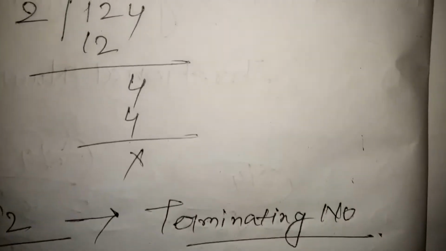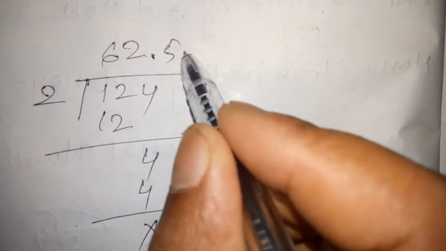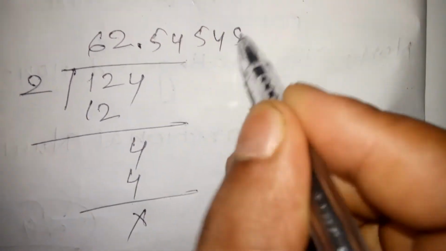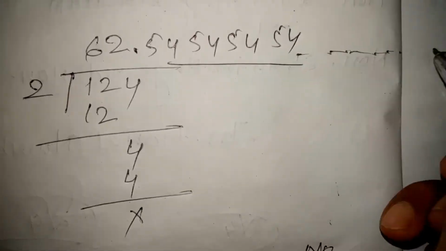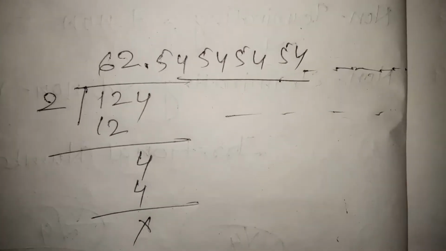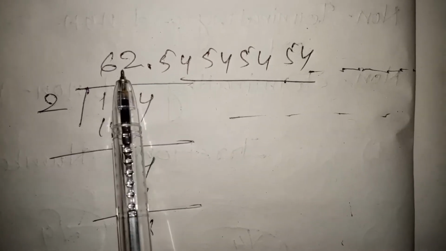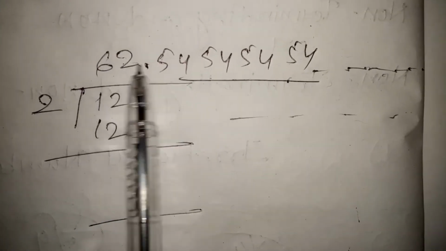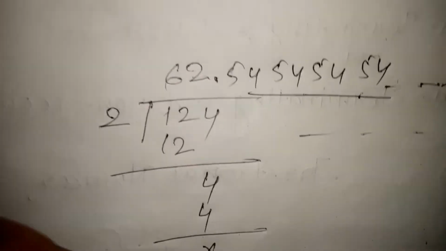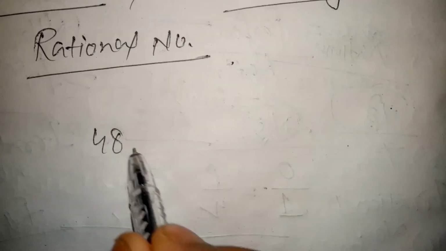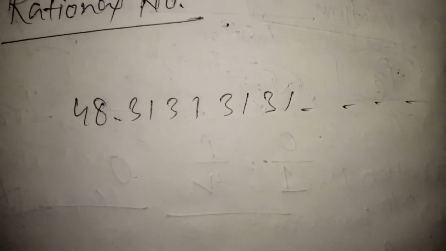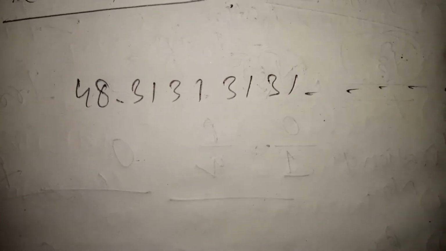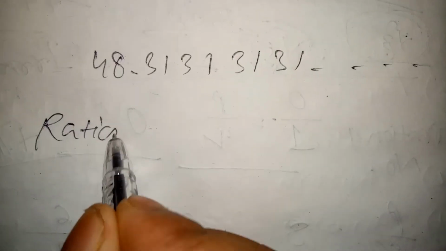Now sometimes what happened, you will get something like 62.54545454. Sometimes the answer used to be like this: the same thing used to repeat again and again, you will get 545454 after dividing some numbers. Sometimes the answer becomes like 62.545454, or like 48.31313131. This way sometimes the answer used to go. If the answer is like this, then also it will be called a rational number.